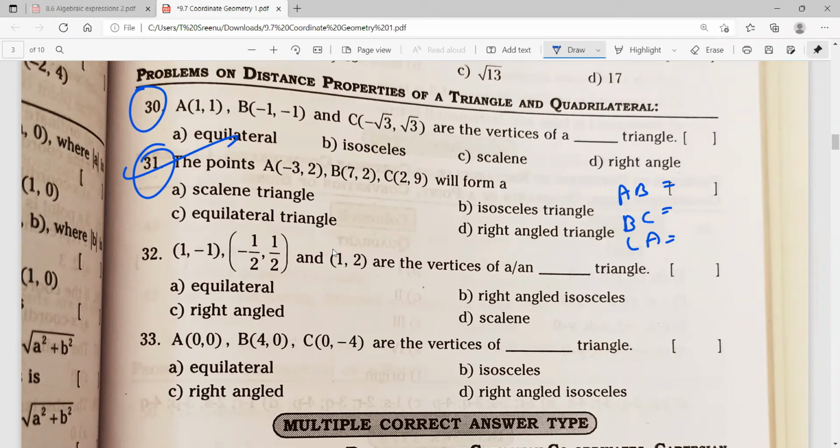When you take AB, A is x1, y1, B is x2, y2. When you take BC, B is x1, y1, C is x2, y2. When you do CA, C is x1, y1, A is x2, y2. Like that, we have to do.